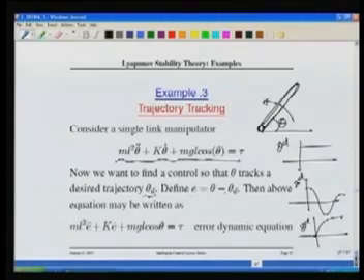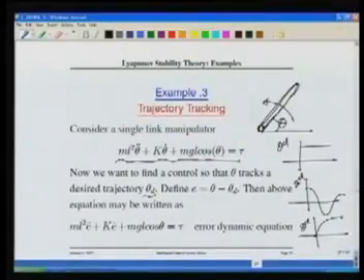So the error gives us an idea how close my actual theta, the angle of my link, is to the desired trajectory. By putting E equal to this, we can show that the error dynamic equation is ml square E double dot plus k E dot plus mgl cos theta equal to tau.